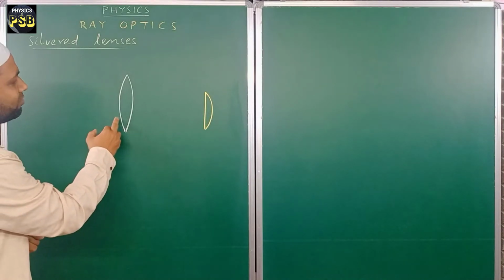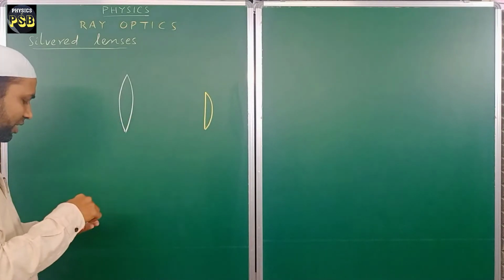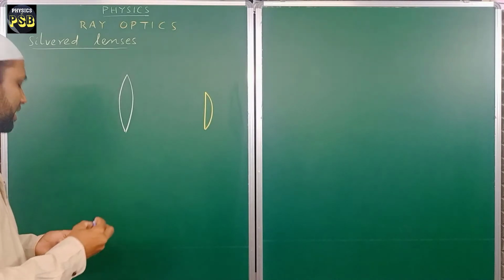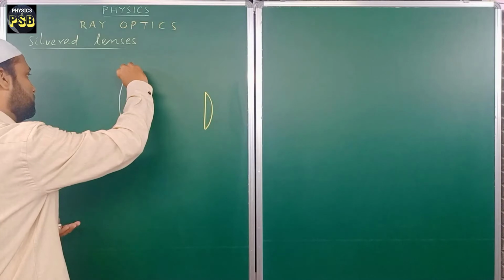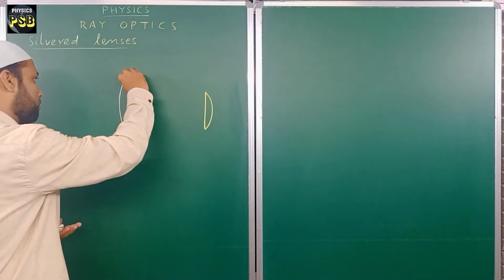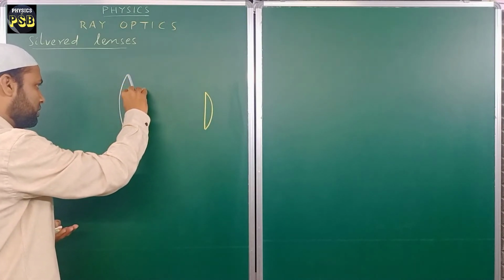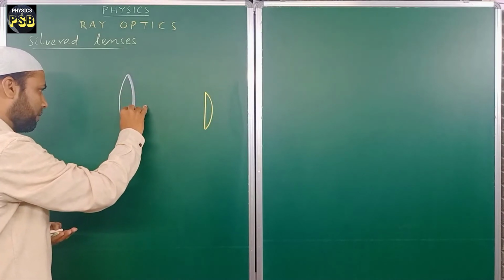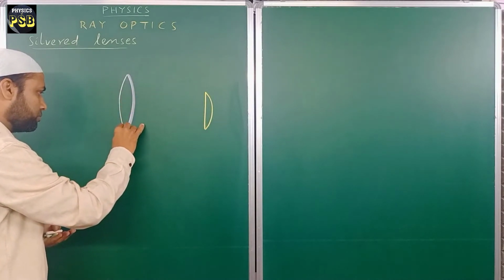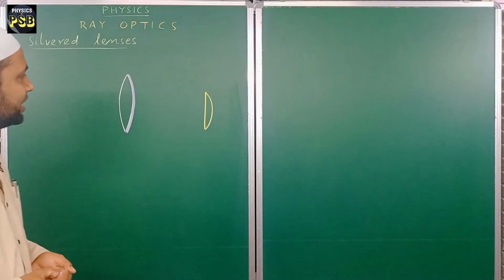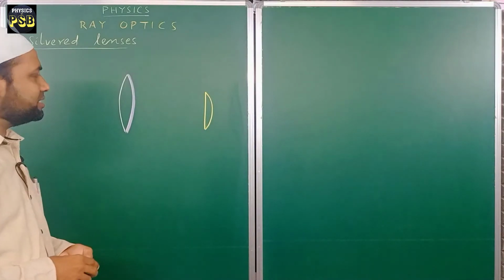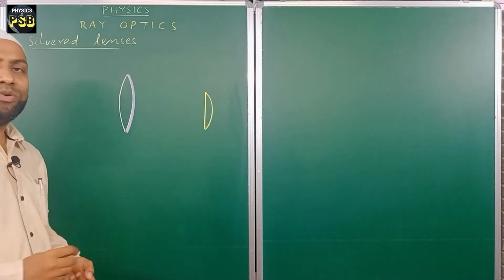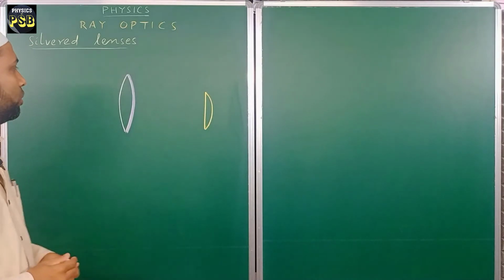Here, out of these two surfaces, we silver any one surface. Suppose this surface is silvered. Then this lens may act as a mirror. So a silvered lens is a mirror as well as a lens.